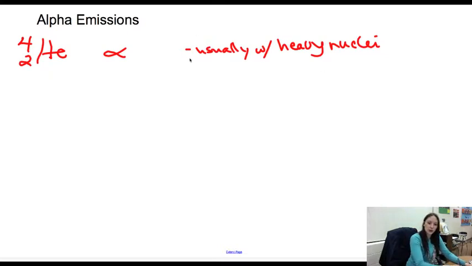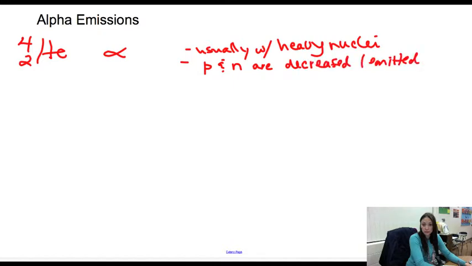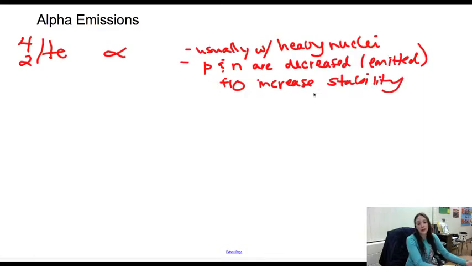And what happens here is your protons and neutrons, or a few protons and neutrons, are decreased or emitted, and they are emitted to increase the stability. And we are losing exactly 2 protons and 2 neutrons because it's a helium-4. So an alpha emission reaction would look like this.